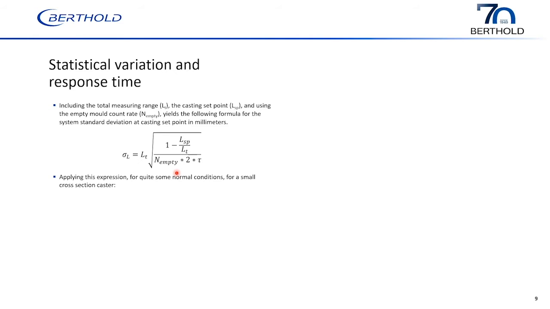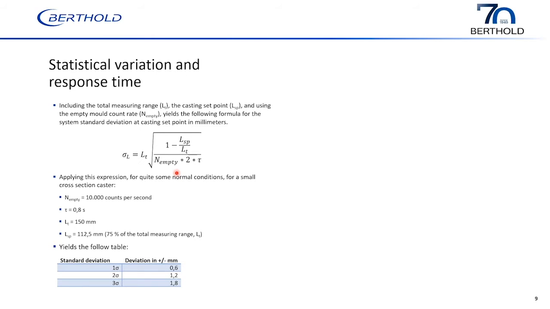If we use some quite normal conditions for a small billet cast, we can use an empty count rate of 10,000 counts. We have a tau value here of 0.8 seconds. We have a total measuring range of 150 millimeter and a casting set point at 75% of the total measuring range. If we put these values in the formula above, we can then calculate our deviation.